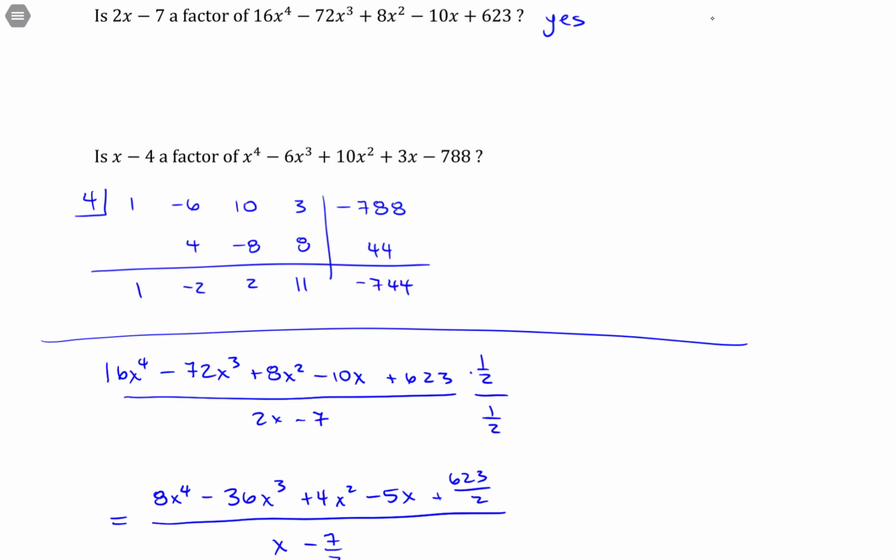But the thing is, because it adds to negative 744, that remainder is not equal to 0. That's all that matters here in answering this question. So it's not 0, and therefore this is not a factor.